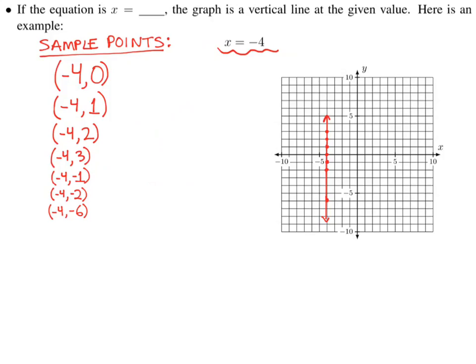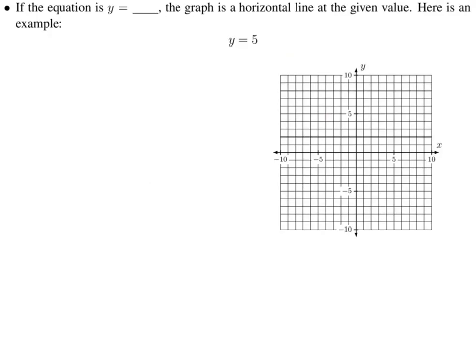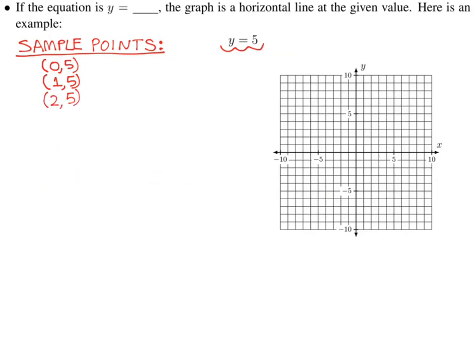There is the other kind of special case line, though, and that's when it says y equals a number. In this case, y equals 5. Let's throw down some sample points. This time y is 5, so how about 0, 5. Always start with 0. 1, 5. Yeah, because the y is 5. 2, 5.